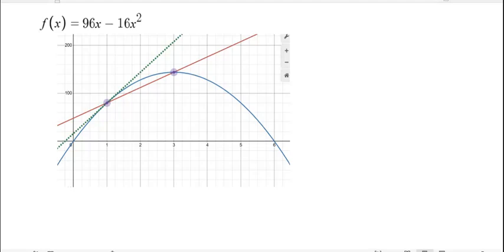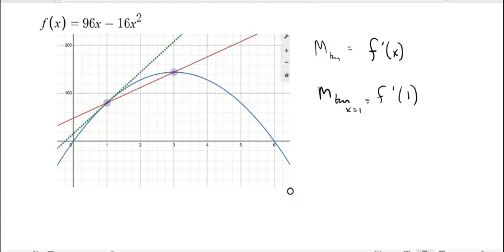Okay, so we've talked about the concept that the derivative, in this case at 1, but we're going to generalize it, the derivative of the function is the slope of the tangent line. So the slope of that green line is the derivative of the function at that x value. Let me introduce our notation, f prime of x. So the slope of the tangent line at x equals 1 is f prime of 1. Okay, that's new.